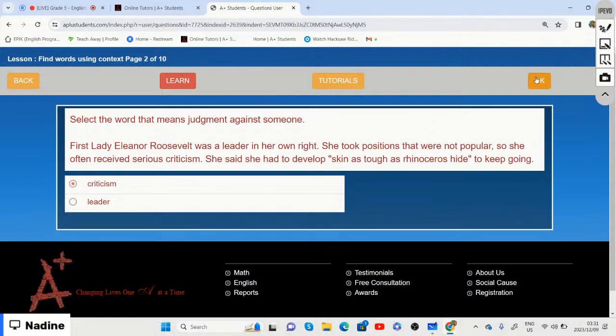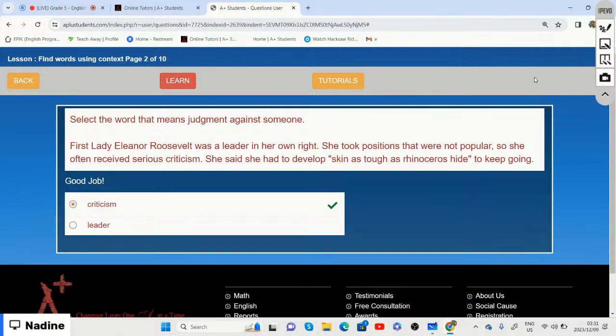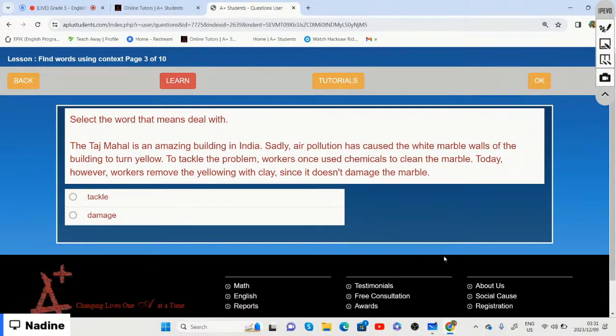So we said criticism. All right, so well done. Number one is correct. We need to select the word that means to deal with.